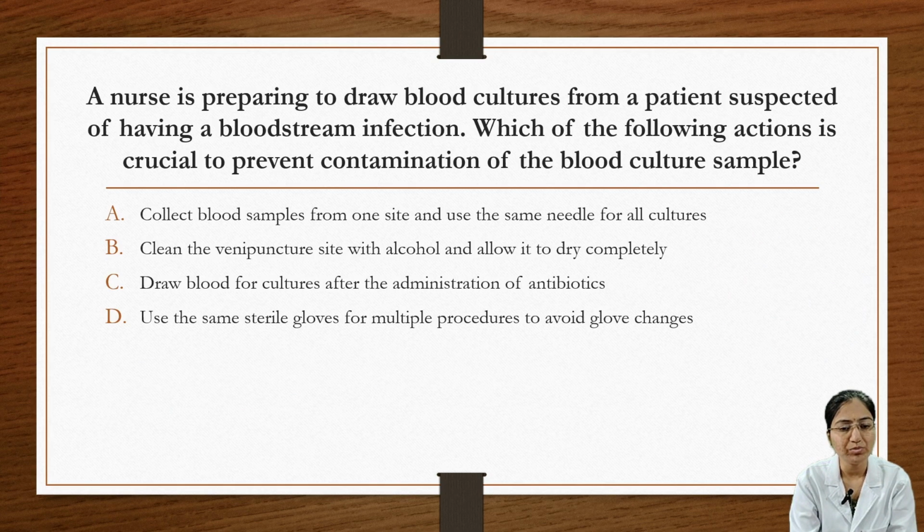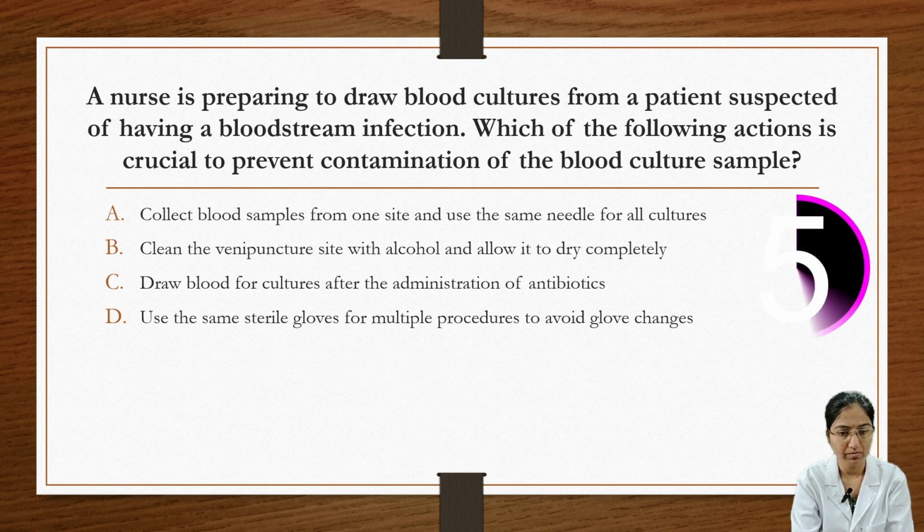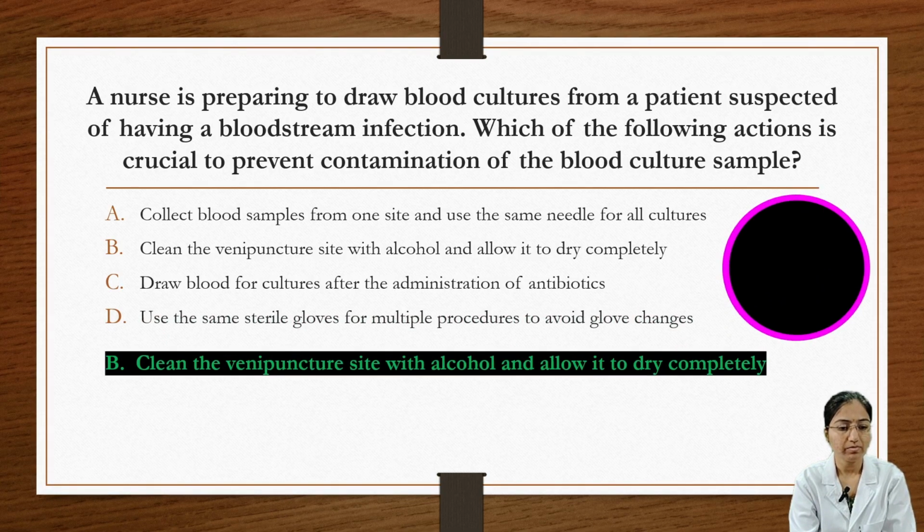A nurse is preparing to draw blood cultures from a patient suspected of having a bloodstream infection. Which of the following actions is crucial to prevent contamination of the blood culture sample? Here are the options given. Right option is B, that is clean the venipuncture site with alcohol and allow it to dry completely. We'll move to the next question.